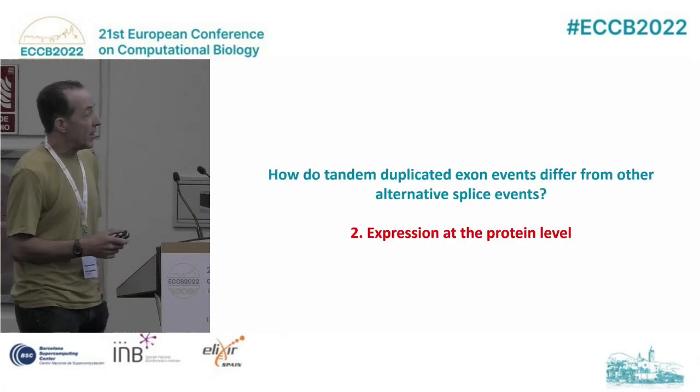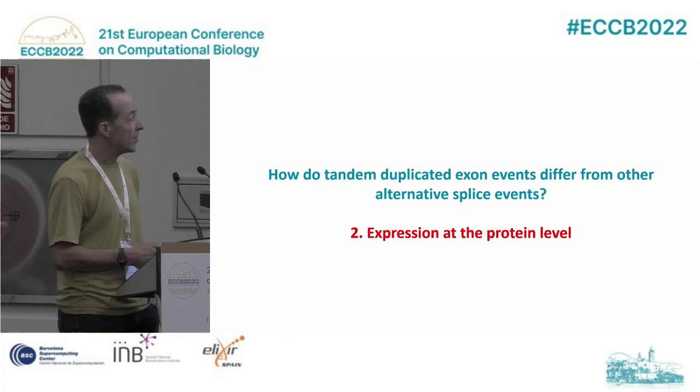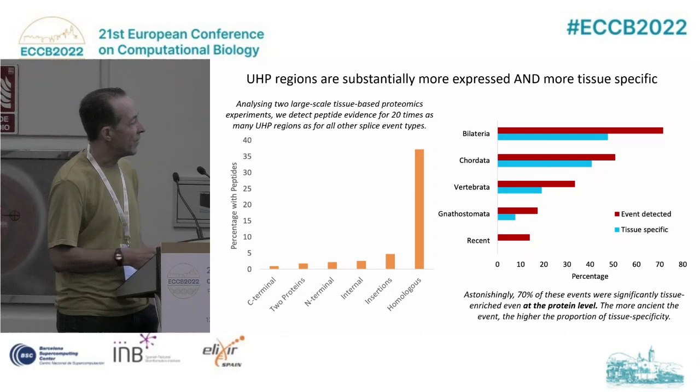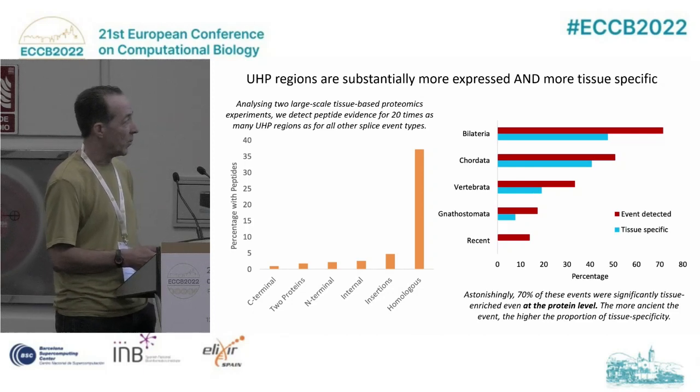So how else do they differ? The expression at the protein level is completely different. We looked again, splitting them into different splice types. This time all the tandem duplicated exons are in the same column. We found evidence for more than 30% of them, and very little evidence at all in proteomics experiments for the other different types of splice events. And one thing we noticed as well was that the vast majority of the cases that we found were tissue specific, and it's very difficult to see tissue specificity in these types of proteomics experiments.